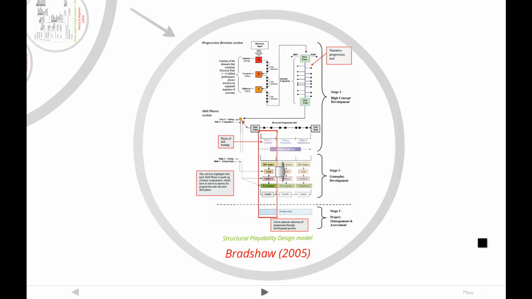So let's take us back to the structural playability design model that was based upon. The structural playability design model in this iteration is made up of 3 stages. You have your high concept development stage, your gameplay development stage, and then your project management and assessment stage.